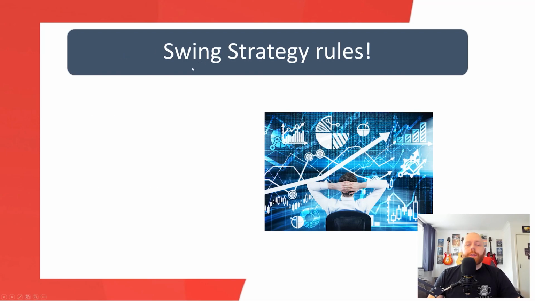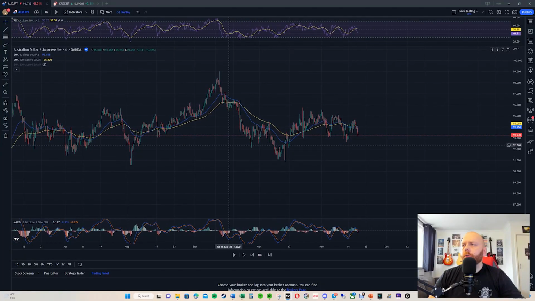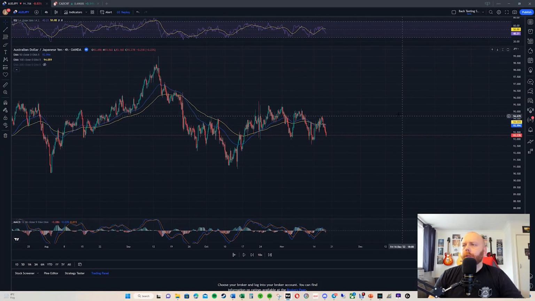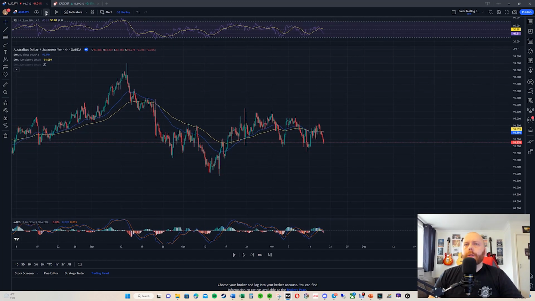So that's the rules. I think the best thing now is to just get into it and see some live examples. So we're in the charts now. We're currently looking at AUD JPY, which is the Australian dollar versus the Japanese yen. It's one of my favorite pairs to trade, and you'll find this yourself. When you're trading the different pairs, you'll find some pairs work better than others, but it's all down to personal preference. So in this case, if you look at the top, we're in the 4-hour chart.